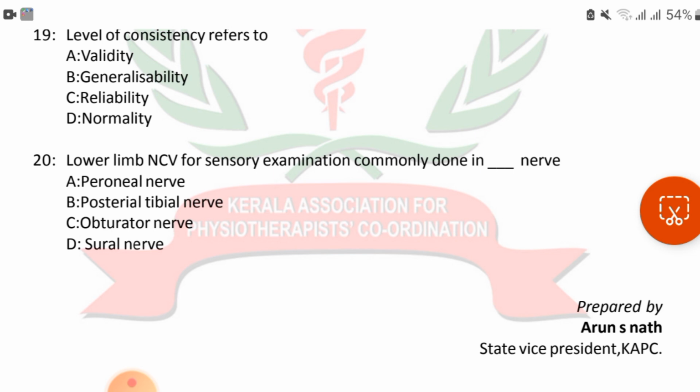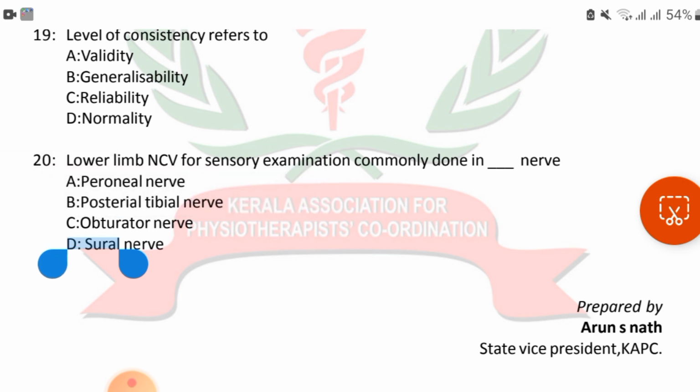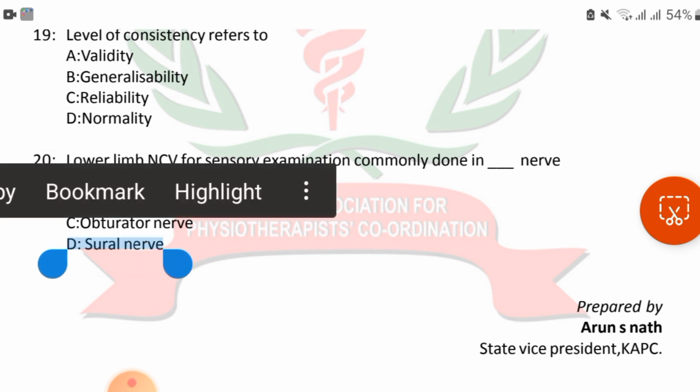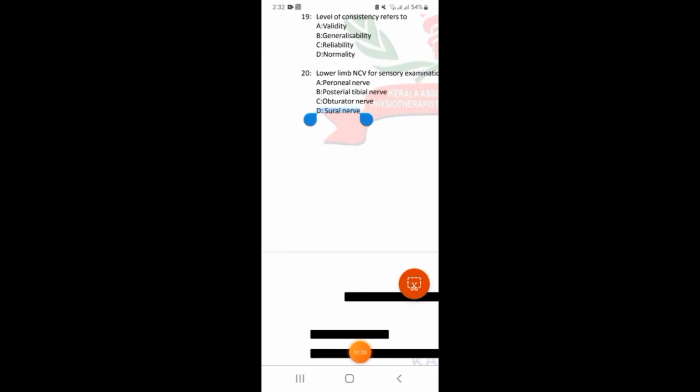So the correct option for MCQ number 20 is D, that is sural nerve. So lower limb nerve conduction velocity for sensory examination is commonly done in the sural nerve.